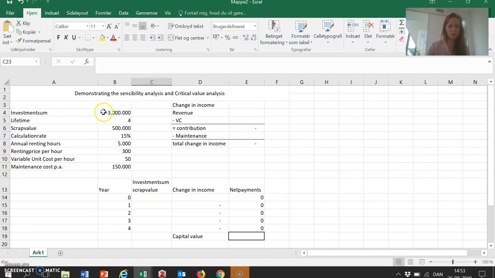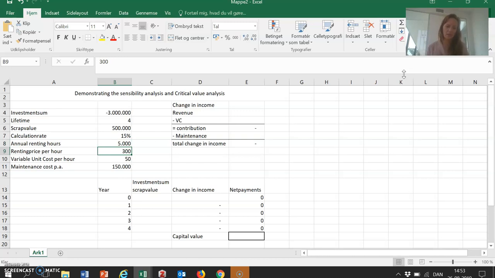I have set up these assumptions for the different things in the investment profile. They are thinking of investing in a new machine worth 3 million. They want to test the profitability within a financial lifetime of 4 years. Scrap value is expected to be 500,000. The calculation rate is 15%. The annual number of hours that they expect to be able to rent this machine out is 5,000 hours. The renting price that they take for renting out the machine would be 300 per hour.